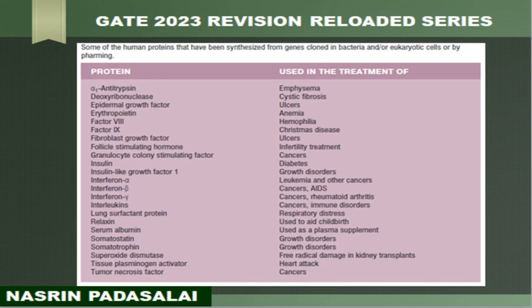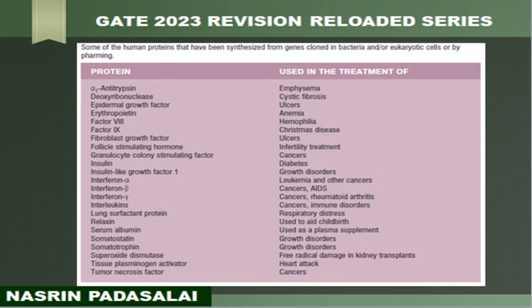Next we'll be studying some human proteins that have been synthesized from genes cloned in bacteria or eukaryotic cells. Here we are going to study gene farming products, or molecular farming. First protein is alpha antitrypsin, which is used for the treatment of emphysema. Next is deoxyribonuclease, an enzyme used for the treatment of cystic fibrosis. Next is epidermal growth factor, used in the treatment of ulcer. Next is erythropoietin, EPO, used in the treatment of anemia.